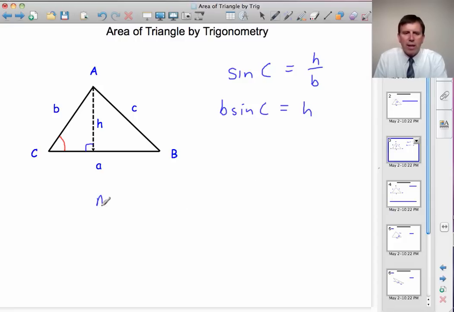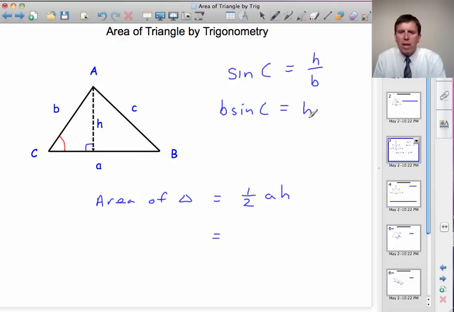The area of the triangle is equal to a half base times height, which in this case is a half of A multiplied by H. So it's a half AH. But now I can substitute for H because I know that H is B sine C. So this becomes a half A multiplied by B sine C. And that's in the format that students usually learn this formula. Area of a triangle is a half AB sine C.